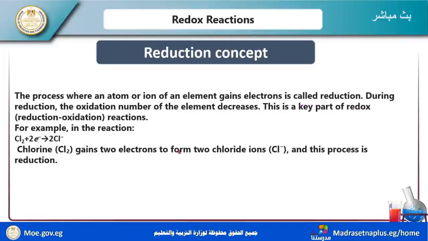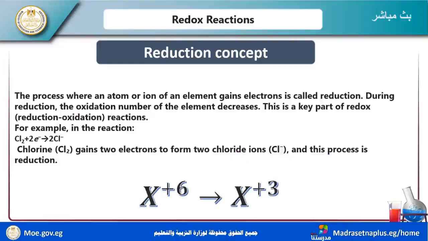For example, in the reaction Cl2 plus 2 electrons, it converts into 2Cl negative. It gains 2 electrons, so chlorine is reduced by gaining 2 electrons. Chlorine gains 2 electrons to form 2 chloride ions, Cl negative, and this process is a reduction process.